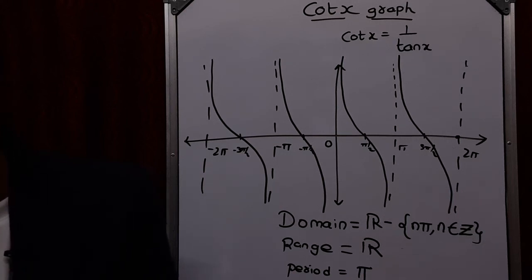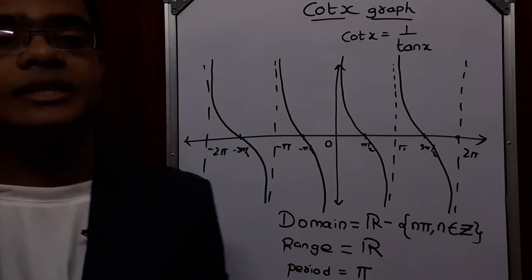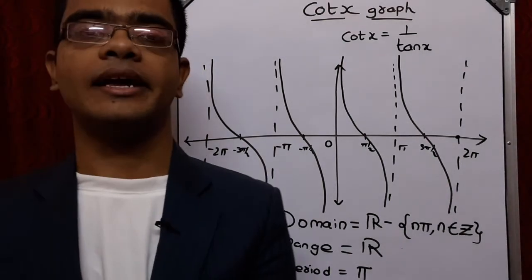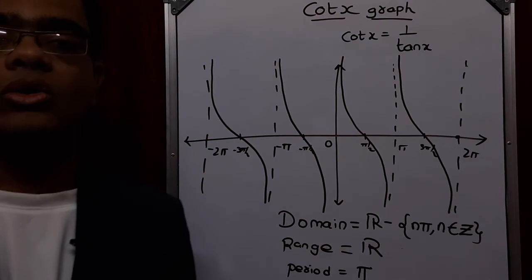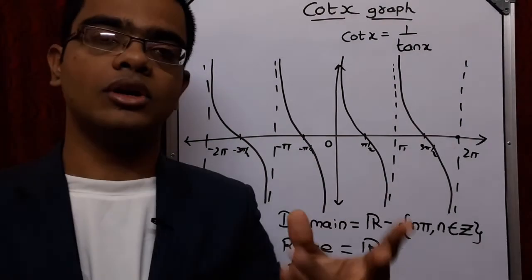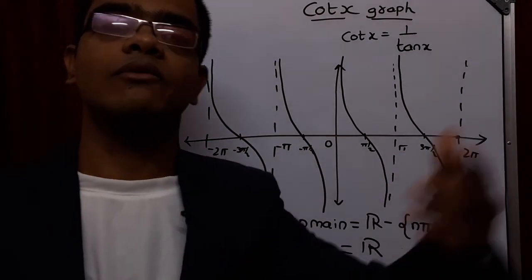Yeah, that's it about the cot, cosecant and secant, and sine, cos and tan. So if we know this graph, it is like an ocean of knowledge. If you know one graph, you can create an ocean of knowledge.